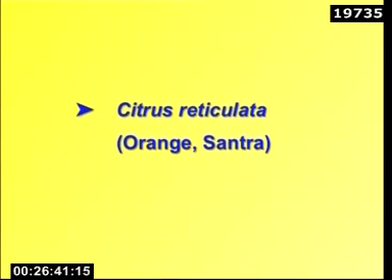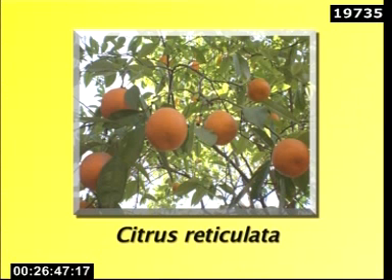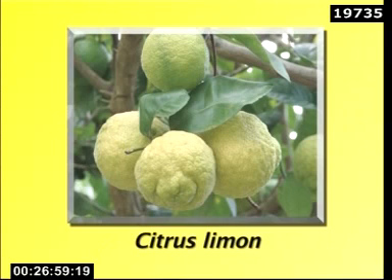Second is the Citrus reticulata, commonly known as orange or the santra. It is the most valued commercial orange of India and is mainly used as dessert fruit. Citrus lemon or the common lemon is widely used in the preparation of lemonade, squash and cooling beverages and is also pickled.